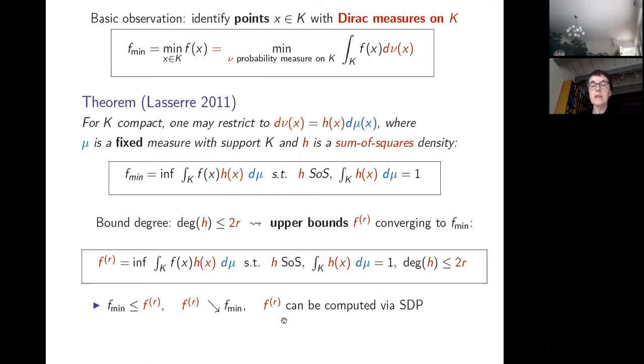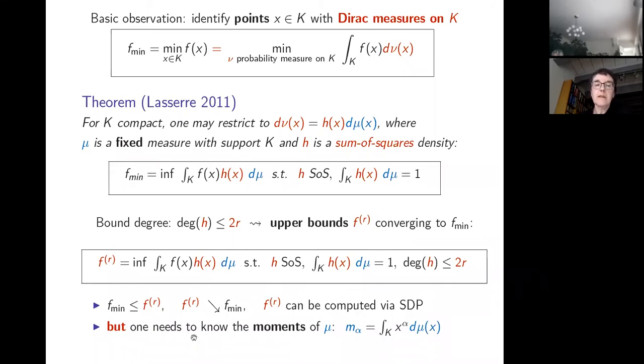And each bound, if you fix r, you can compute using semi-definite programming, because this involves a sum of squares. But it's a rather simple semi-definite program, because it has only one equation, and as we will see a little later in the lecture, it actually boils down to an eigenvalue problem. So it is way simpler.